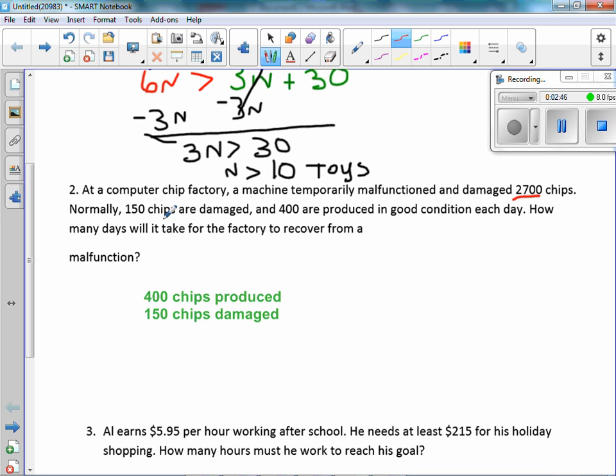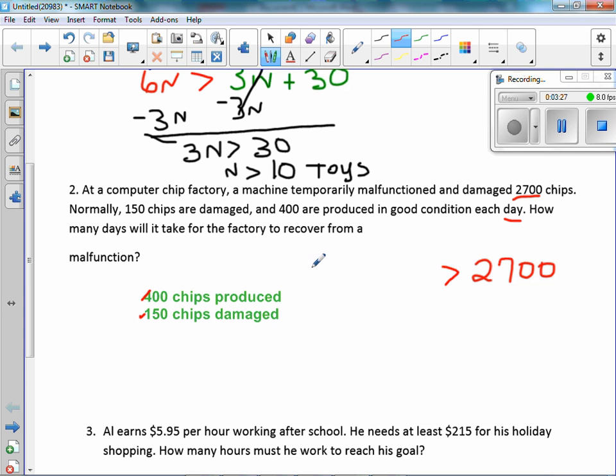So our malfunction is we have 2,700 damaged chips. So whatever we have has to be greater than. So we want the good chips to be greater than the 2,700. So we're talking about days, okay? First of all, we have the 400 chips that are produced, and we have 150 chips that are damaged. So we want to know how many days it is going to take to recover.